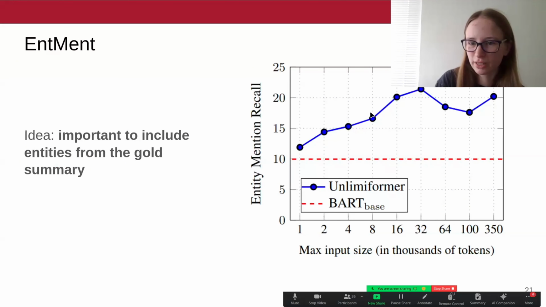You also see this nice trend where, generally, with some caveats, as you increase the amount of context the model is allowed to attend to, the entity recall goes up. This red line here is the base model, which only has, I think, since we're using BART, 1,000 tokens of context. And here, the x-axis represents increasing the amount of context we allow the model to attend to, from only 1K tokens up to 350K tokens. And you can see that generally, increasing context increases this downstream metric.